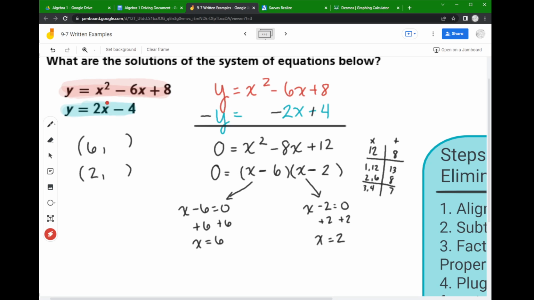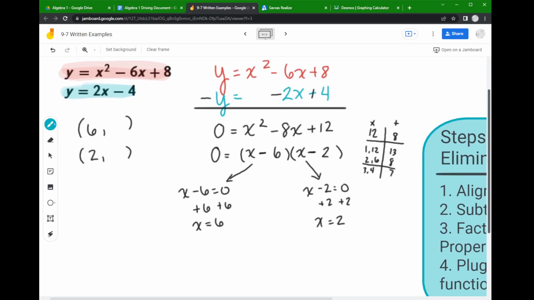And you don't have to plug it into both. You could plug it into just one. So I'm going to plug into the linear one because it's the easier one. But if you do plug it into both, that's a good check to make sure that you're not making any mistakes, because it should work in both the red and the blue. I'm lazy as a human being, so I'm just going to plug into the blue and call it good.